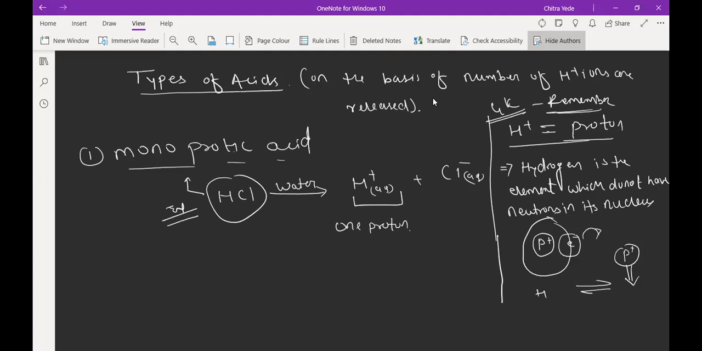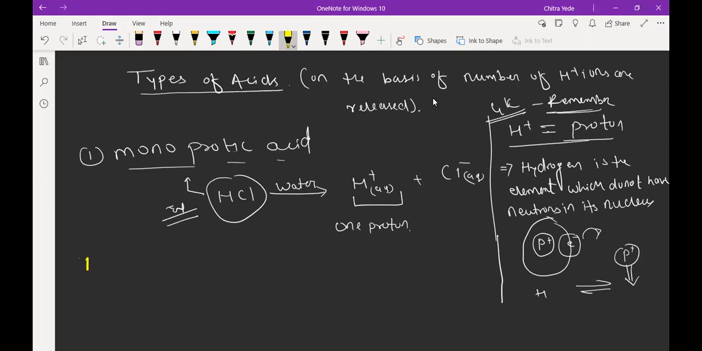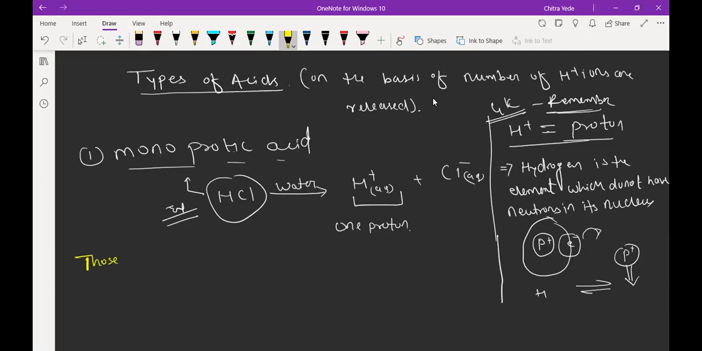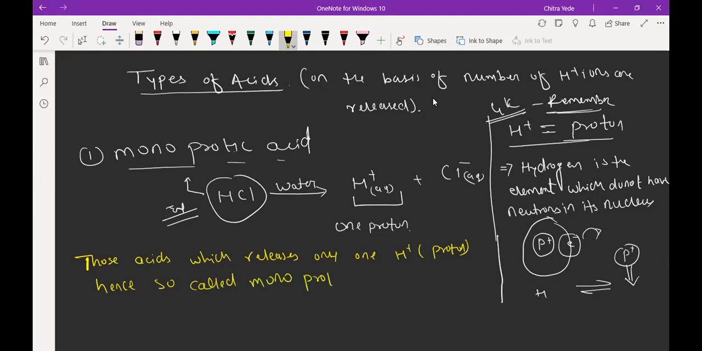Okay, so now I'm going to write the definition for monoprotic acid. Those acids which release only one H positive ion, or it is also called a proton, are hence called monoprotic acid. Mono means one and protic means proton. Okay, so this is all about monoprotic acid.